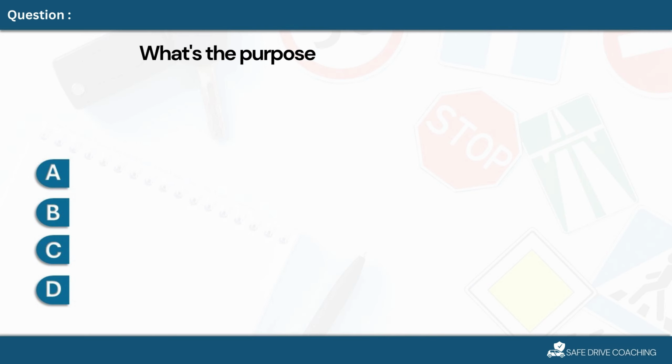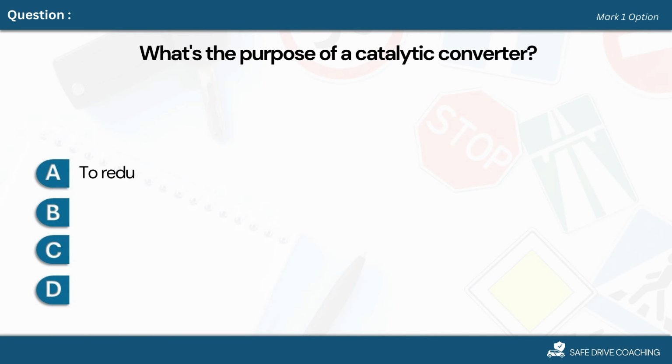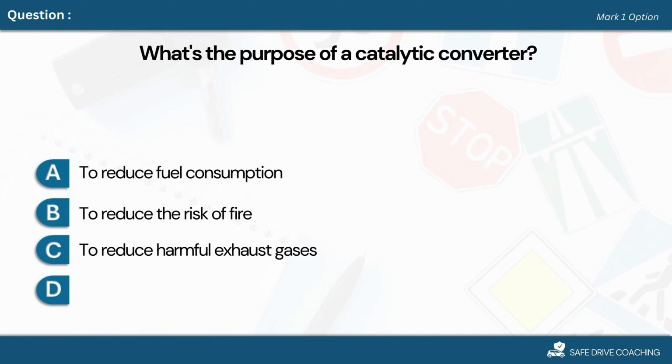What's the purpose of a catalytic converter? A. To reduce fuel consumption. B. To reduce the risk of fire. C. To reduce harmful exhaust gases. D. To reduce engine wear. The correct answer is C. To reduce harmful exhaust gases.